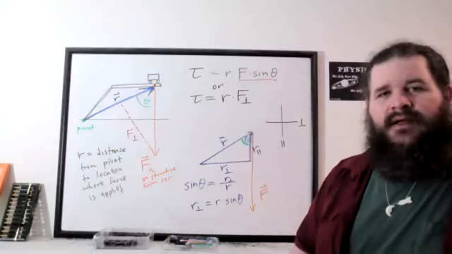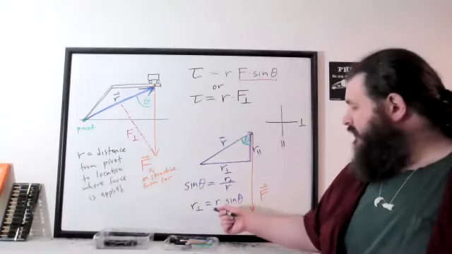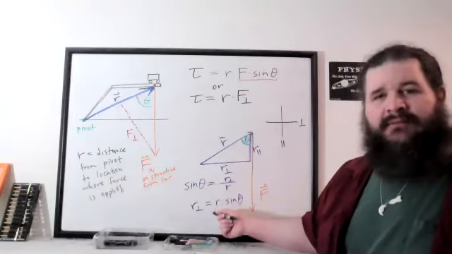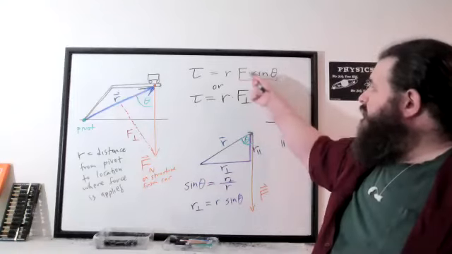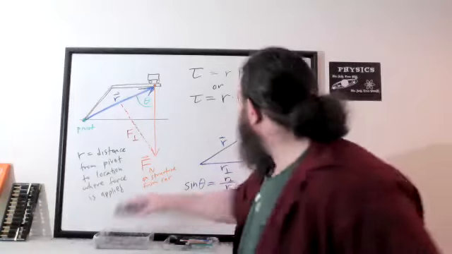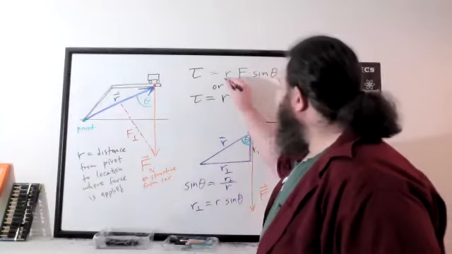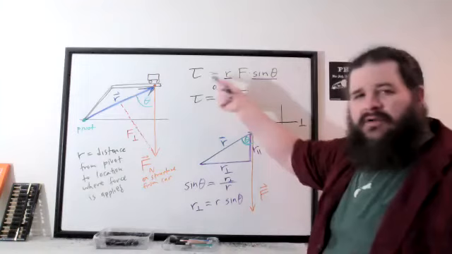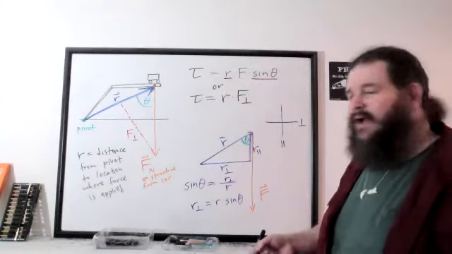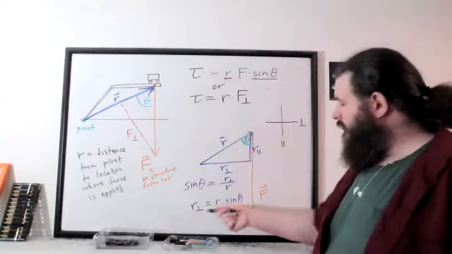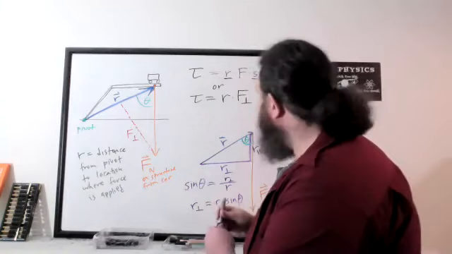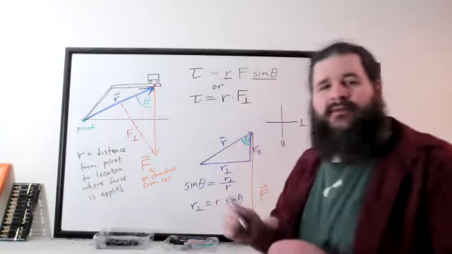Thank you. And the reason this is useful here is this gives us another substitution we can make. Instead of replacing f sine theta with f perpendicular, we can make the other substitution. We've got an r sine theta, and order doesn't matter for multiplication. We can shuffle these around. R sine theta can be replaced with r perpendicular. So this gives us a third formula for torque.